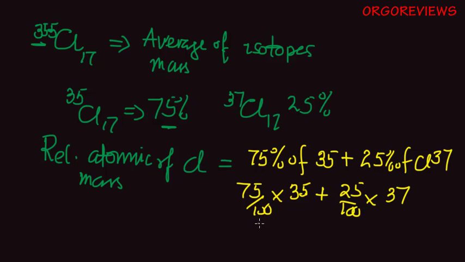If you did that, you're going to get 26.25 for chlorine 35 and 9.25 for chlorine 37. When you add this, you're going to get 35.5. So that is how you calculate the relative atomic mass of chlorine.